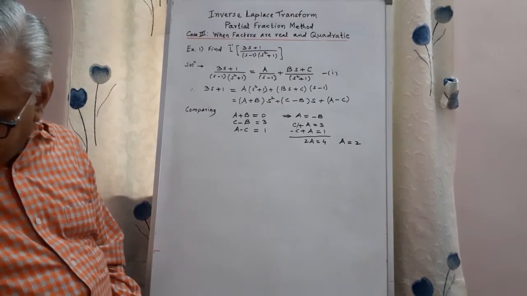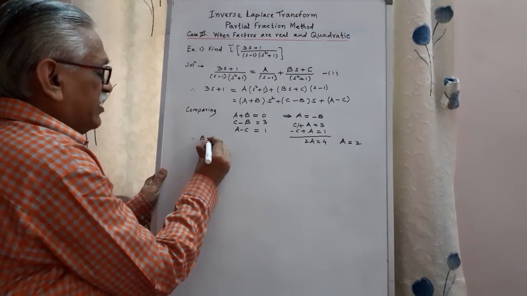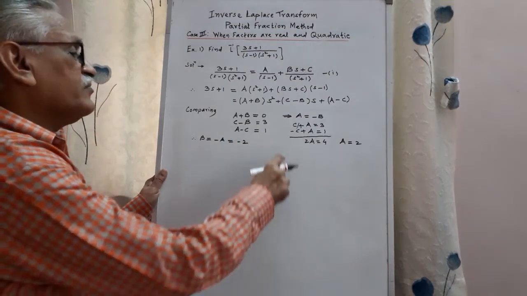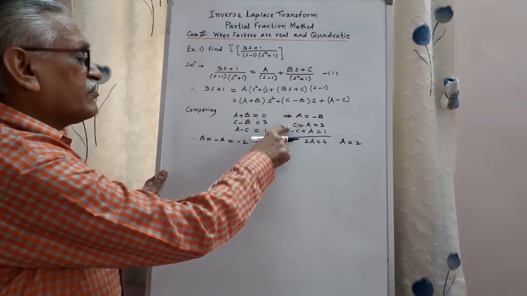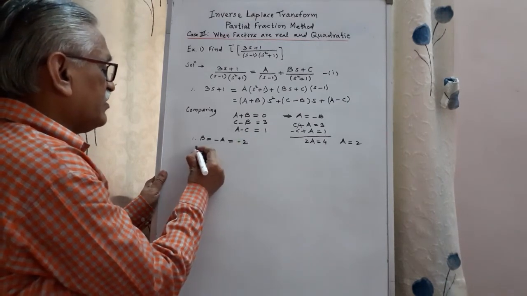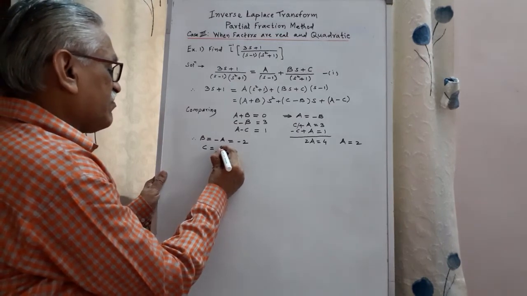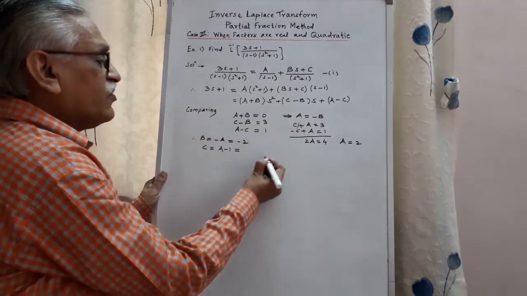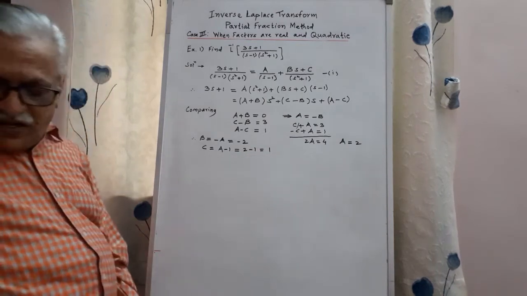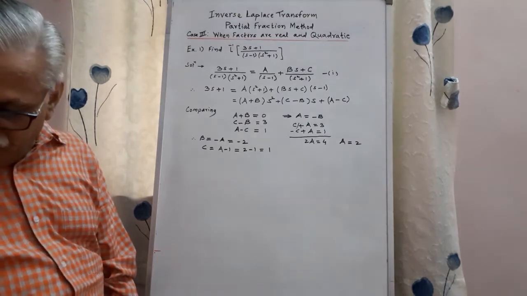A is equal to 2, and therefore we get B is equal to minus A, and therefore it is minus 2. And if we put that value of A in any equation, we get the value of C as: transferring to the right and this to the left, it is A minus 1, and therefore the value of A is 2, 2 minus 1, we get the value of C as 1. Therefore we get A is equal to 2, B is equal to minus 2, and C is equal to 1.